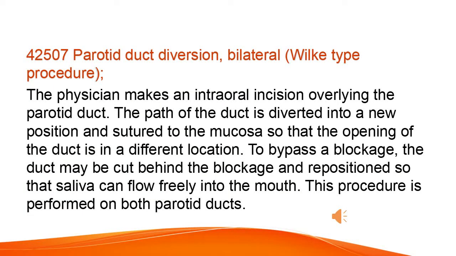Parotid duct diversion, bilateral, Wilk-type procedure. The physician makes an intraoral incision overlying the parotid duct. The path of the duct is diverted into a new position and sutured to the mucosa so that the opening of the duct is in a different location. To bypass a blockage, the duct may be cut behind the blockage and repositioned so that saliva can flow freely into the mouth. This procedure is performed on both parotid ducts.